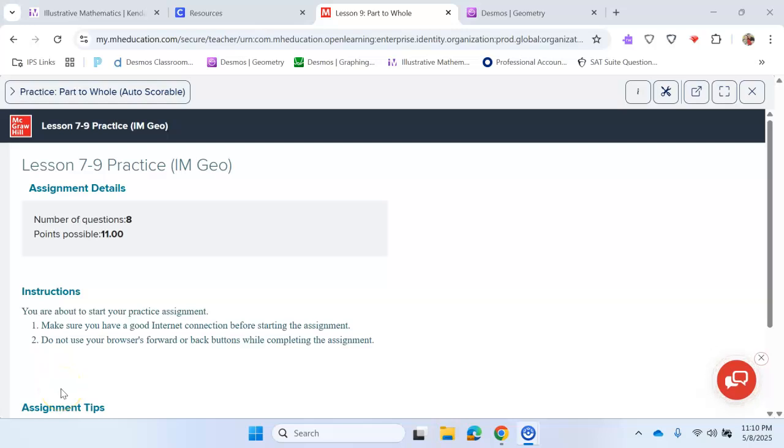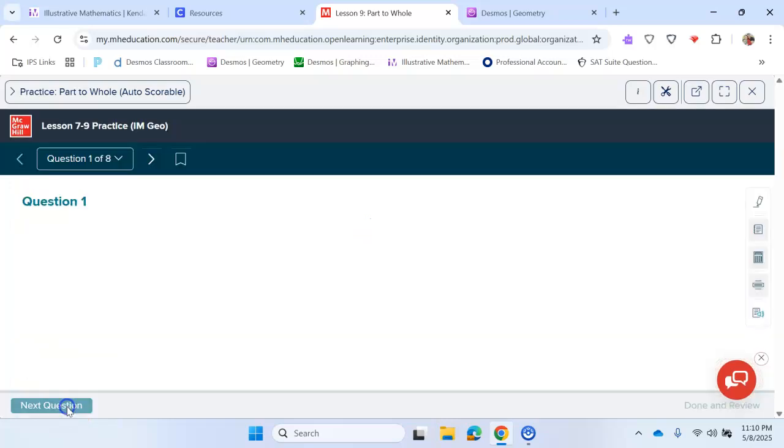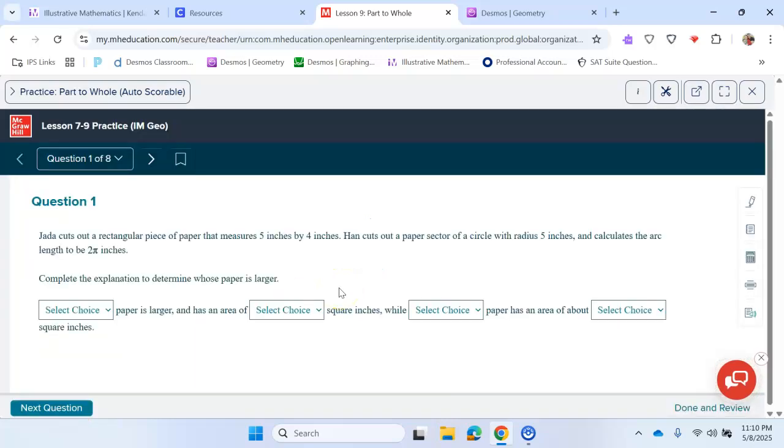Lesson 7-9 Practice, Part to Whole. Question 1. Jada cuts out a rectangular piece of paper that measures 5 by 4 inches. Han cuts out a paper sector of a circle with radius 5 inches and calculates the arc length to be 2 times pi inches. Complete the explanation to determine whose paper is larger.